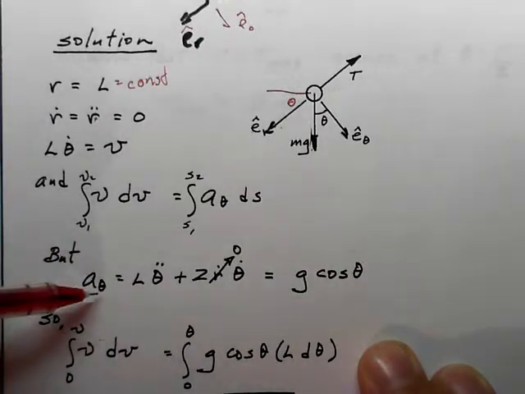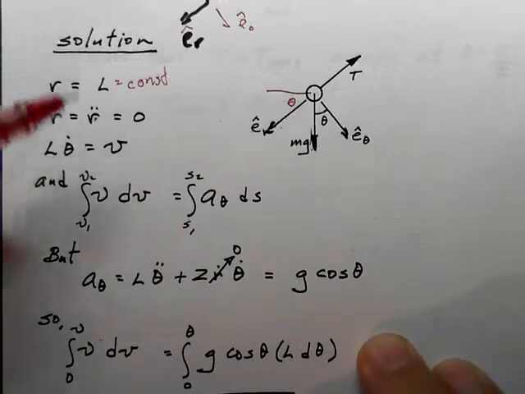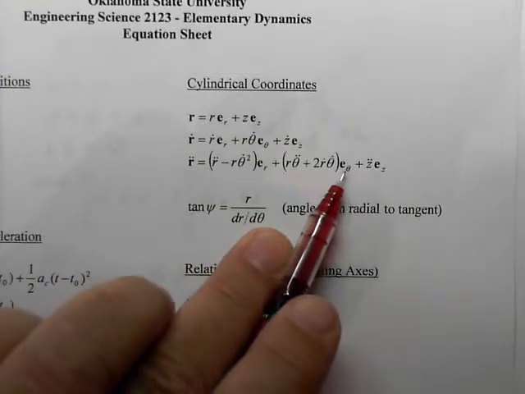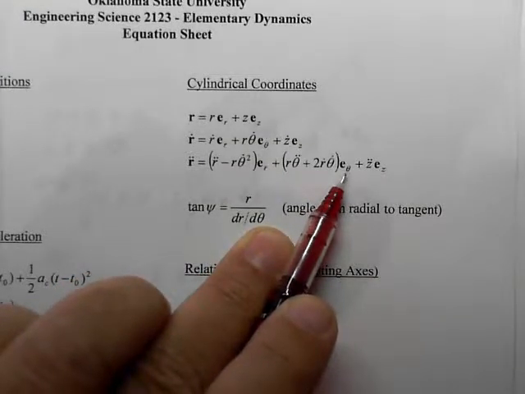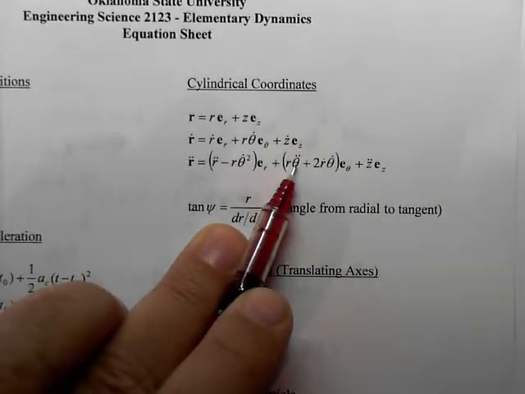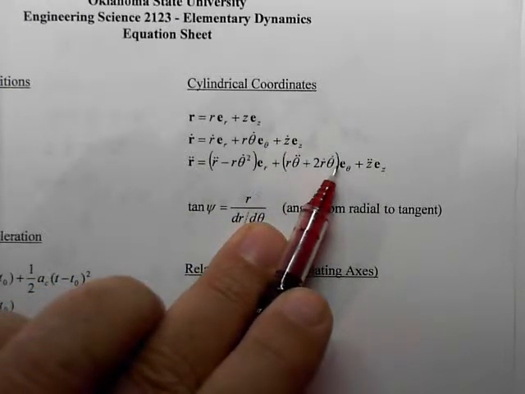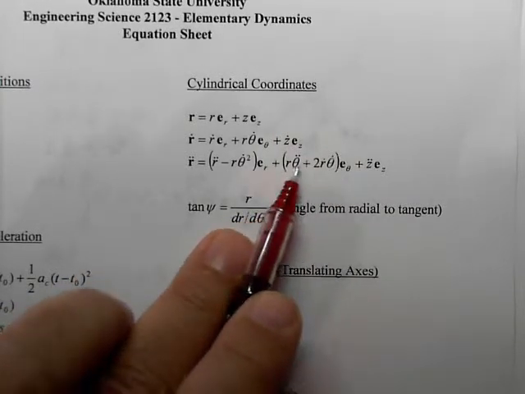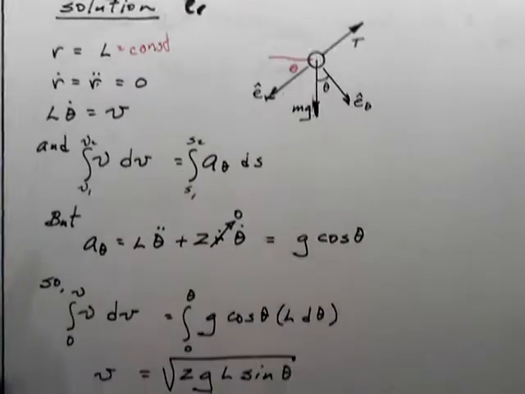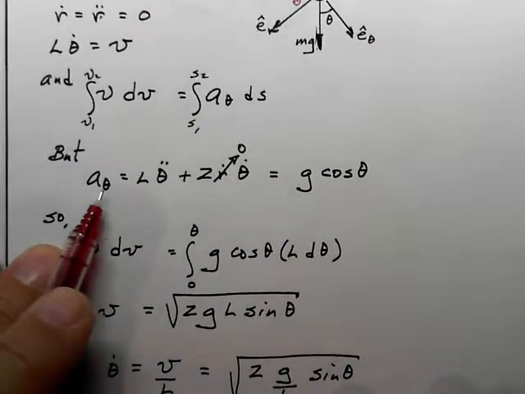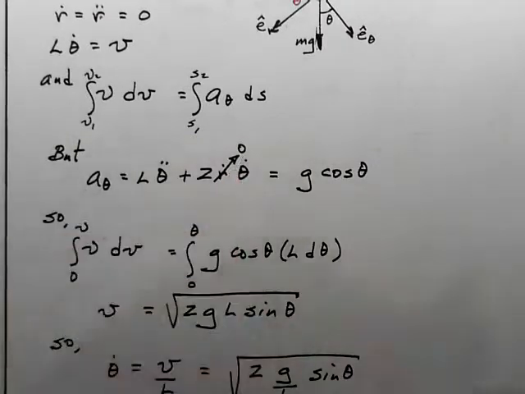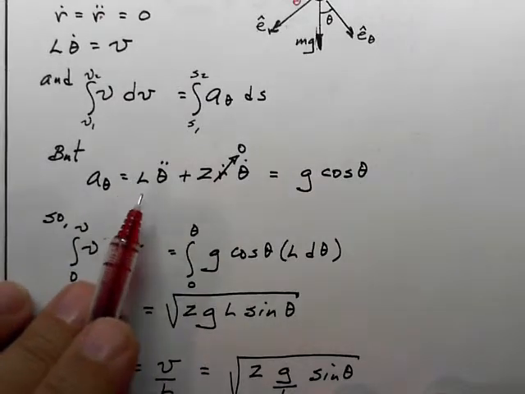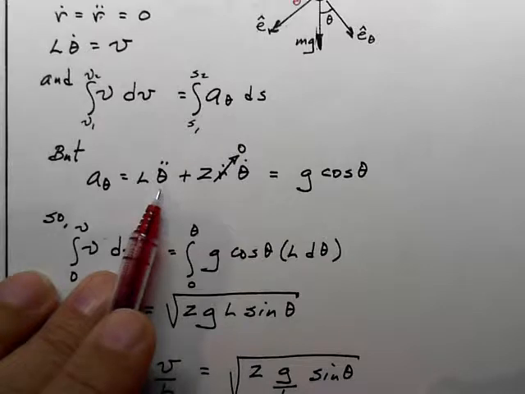So, having gone to the equation sheet just a moment ago, we didn't look at the a theta equation. The acceleration in the theta direction, which for this problem is also the tangent direction, is r theta double dot plus 2 r dot theta dot. Now, r never changes, therefore r dot is 0, so this whole term is 0, and we're left with r theta double dot. That's what we say right here, that the acceleration in the theta direction is both terms, but that term goes to 0. Therefore, a theta is equal to L theta double dot.